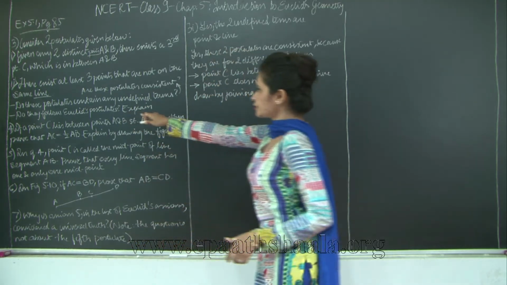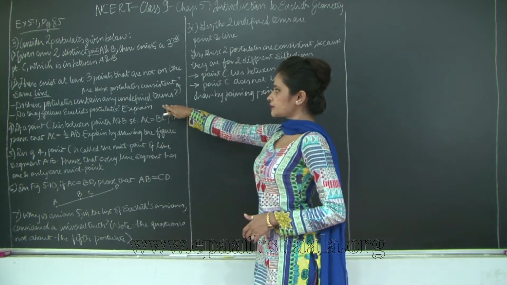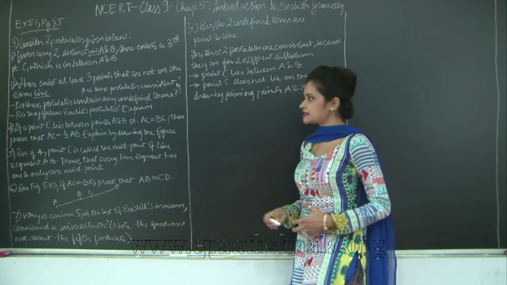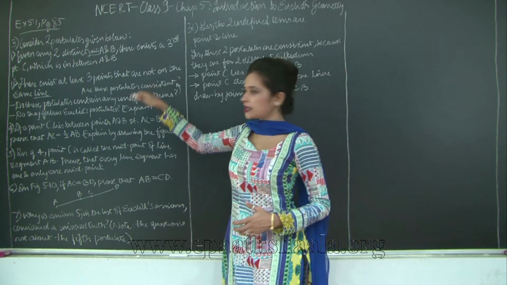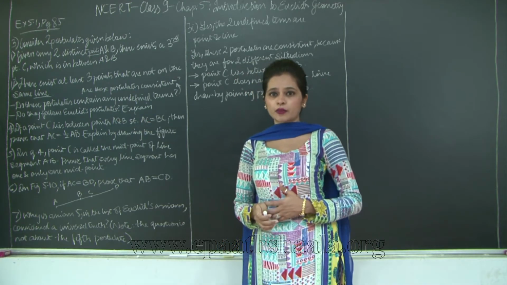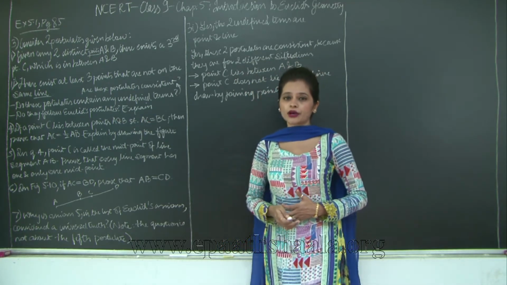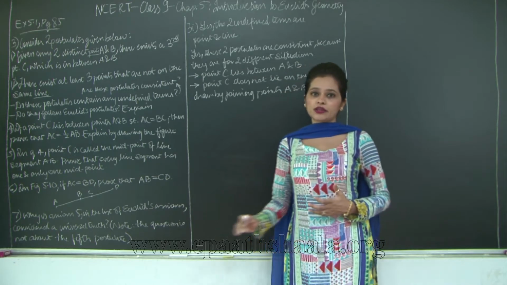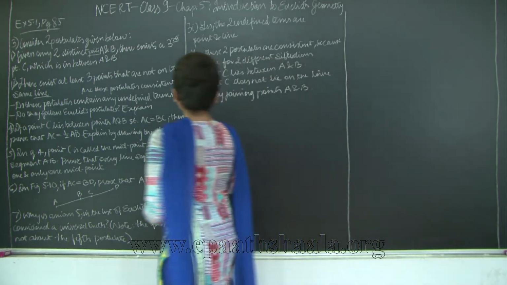And the second question, do they follow Euclid's postulate? Explain. So if you go through your list of postulates that we have learned in our previous classes, you will notice that none of these postulates belong to Euclid's postulates. However, they relate to axiom 5.1. So what is axiom 5.1? Given any two distinct points, there is a unique line that passes through them. So we'll write this down.